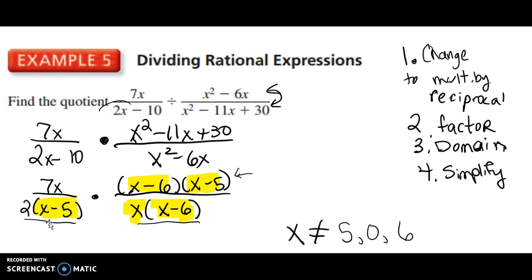So now let's start crossing off things that are the same. We have an x minus 5 on the top and bottom, an x minus 6 on the top and bottom, and also an x on the top and bottom. So the only thing I didn't cross off was this 7 over here and this 2. So my answer is 7 over 2.